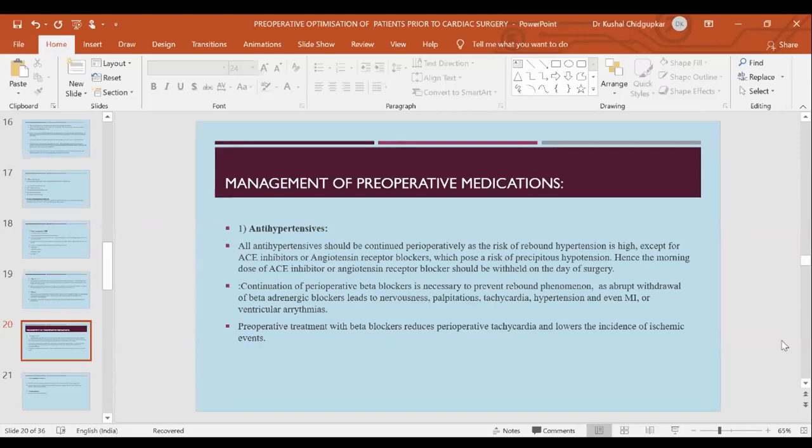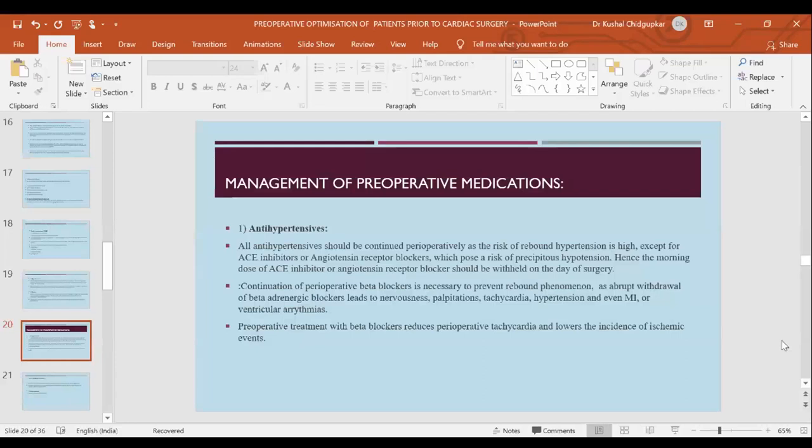Okay. So in this patient, what medicines is he getting? So he is on amlodipine and enalapril. I would like to continue amlodipine in the morning of surgery, but would like to omit enalapril in the morning. Okay. But what about beta blockers? Why is he not on beta blockers? They are such a good medicine for patients with coronary artery disease.